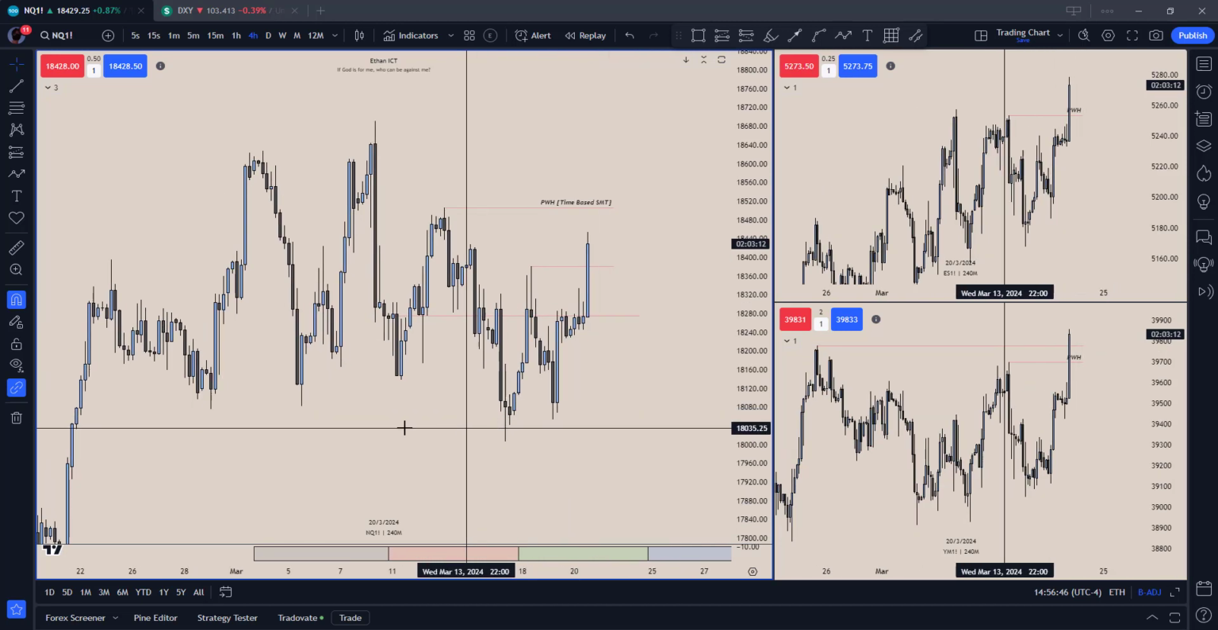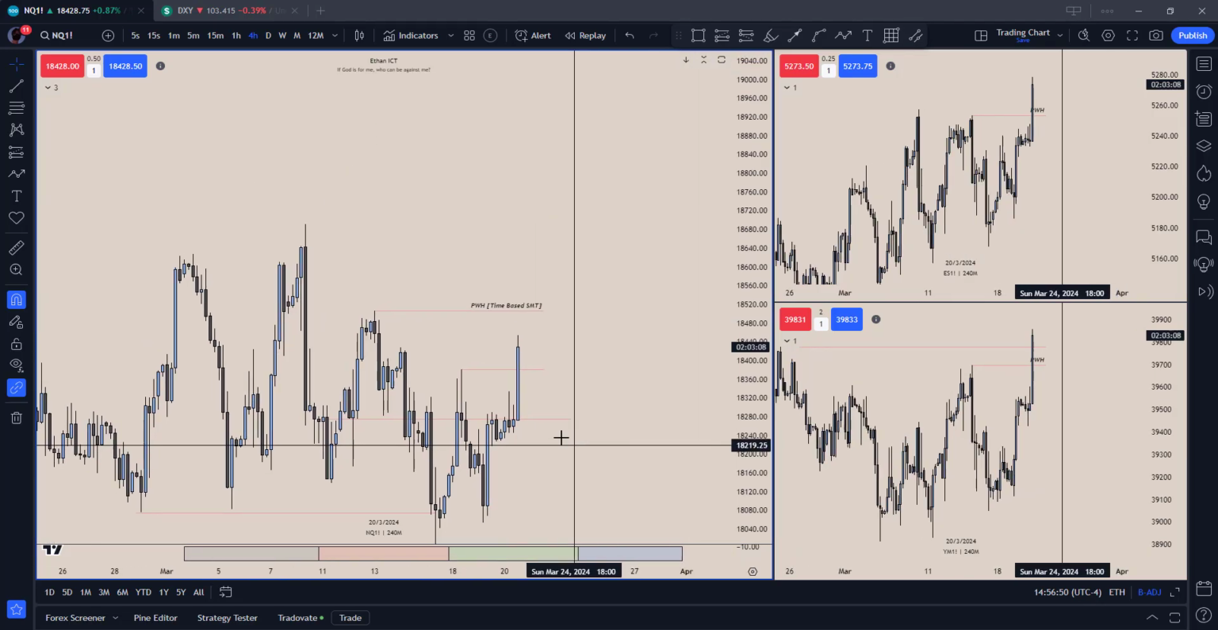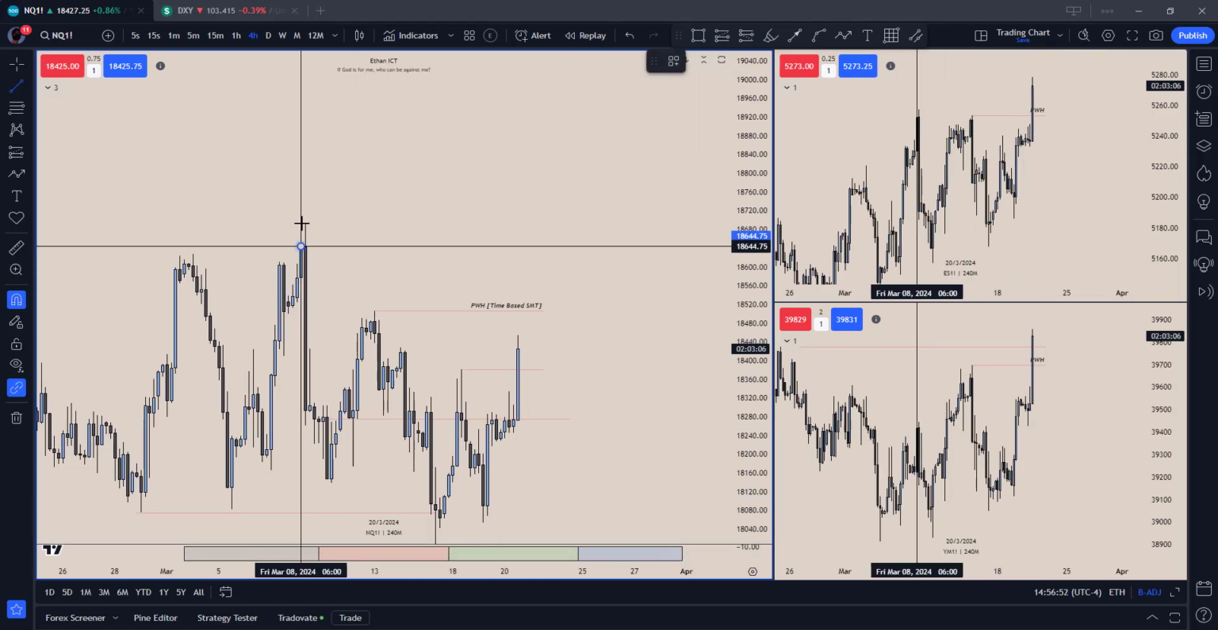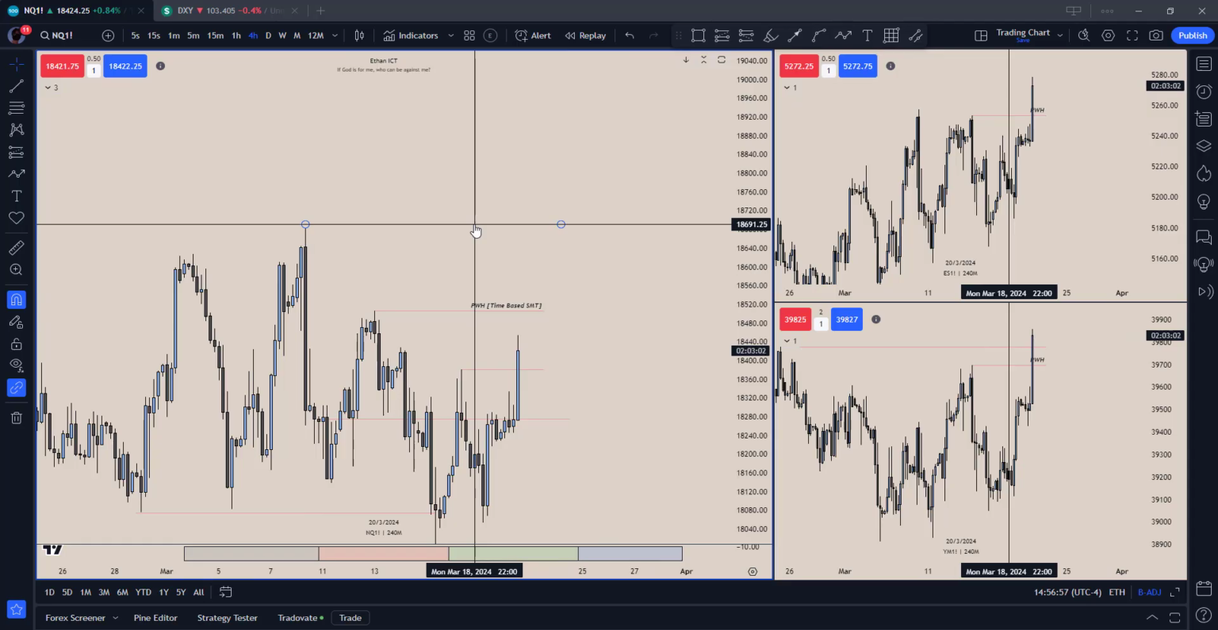So yeah, actually this makes sense. We have that accumulation, manipulation, distribution higher. Then I guess we're going for all-time highs again. In terms of the monthly cycle, that makes sense.